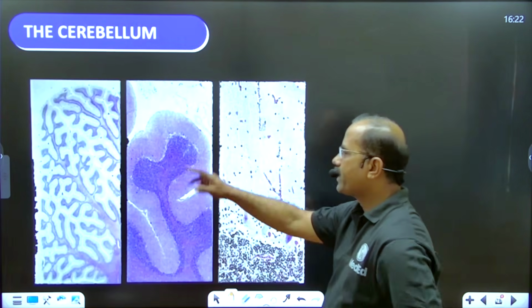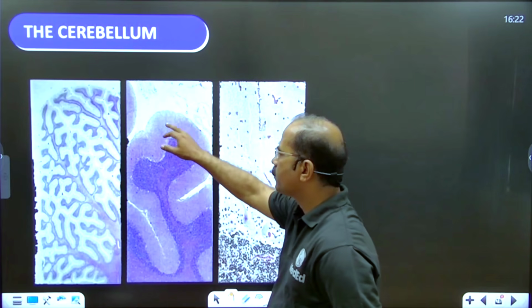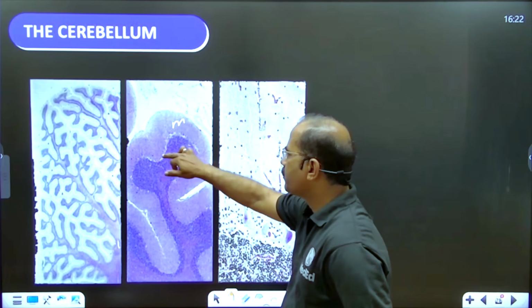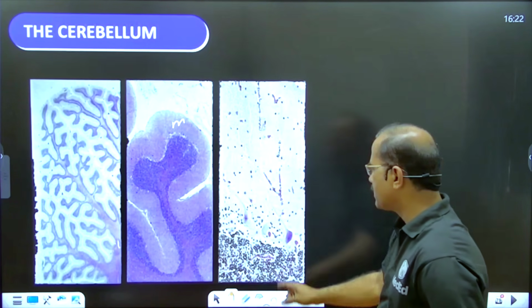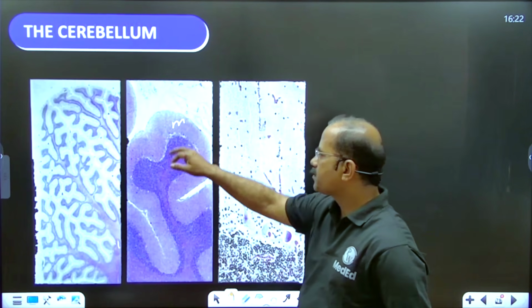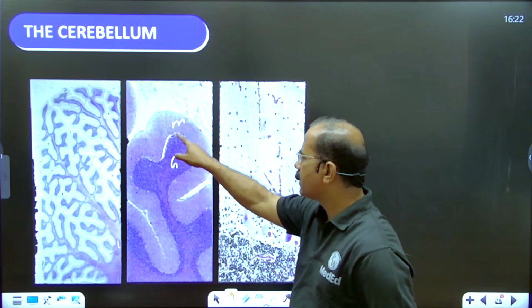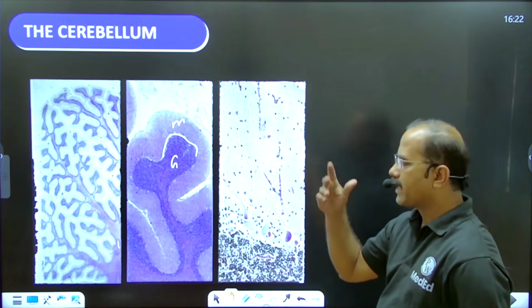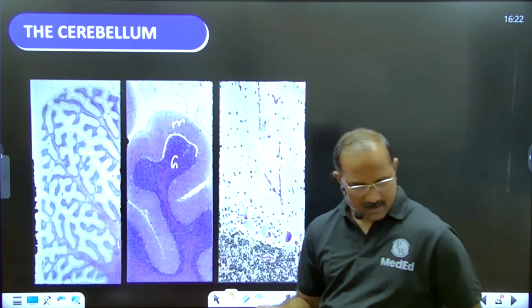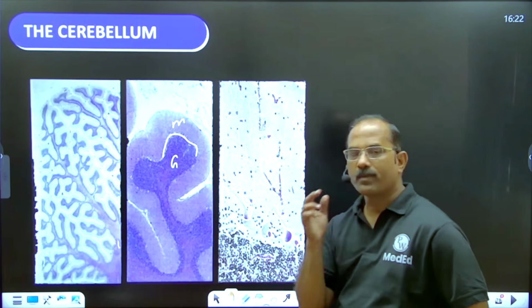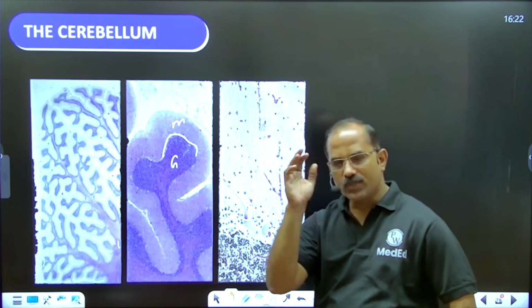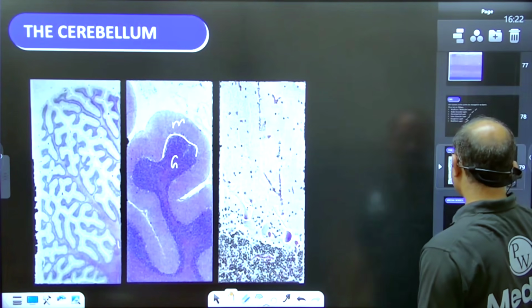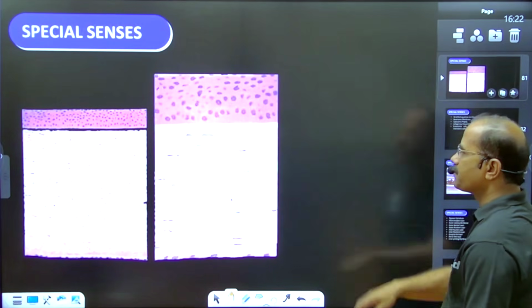Now, this is the slide of cerebellum. So what is this? Granular layer. This is the molecular layer, and in between is the layer of Purkinje cells. You can see these Purkinje cells here. The flask-shaped cells are the Purkinje cells. The Purkinje cell is the only motor output from the cerebellum, and this Purkinje cell is going to inhibit the deep cerebellar and the lateral vestibular nucleus.